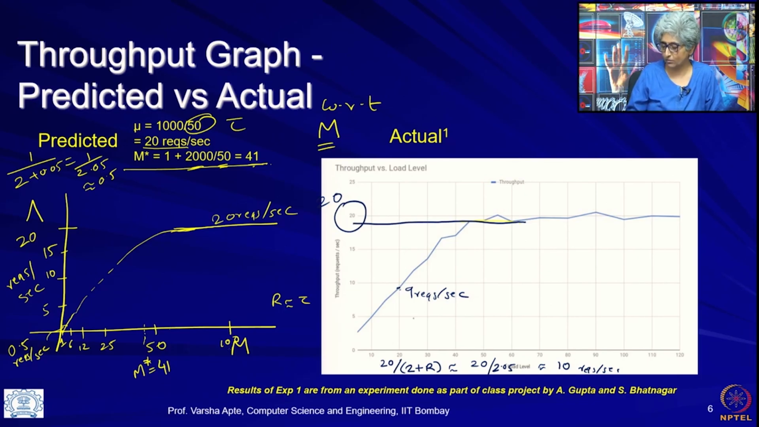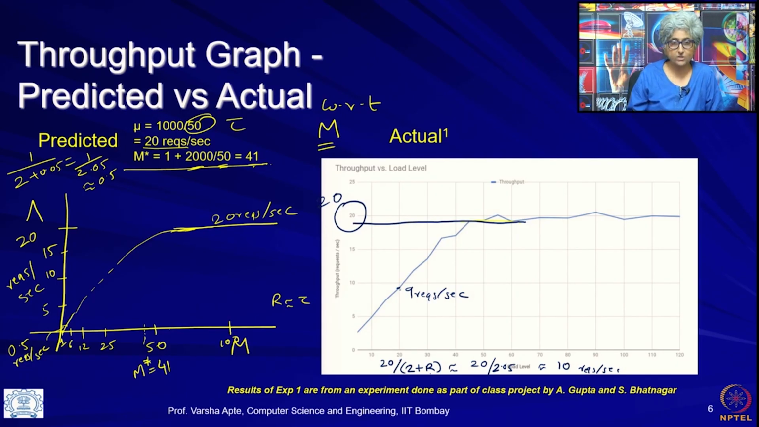We expect that it will not be 10, it will be something less, because r will actually be greater than tau. It will not remain 50 milliseconds, and therefore this will actually be less than 10, and we get around 9. So it is nice to see, and you should try to do these calculations and predict this graph not only at 1 and at infinity, but even at the middle points it does make sense.